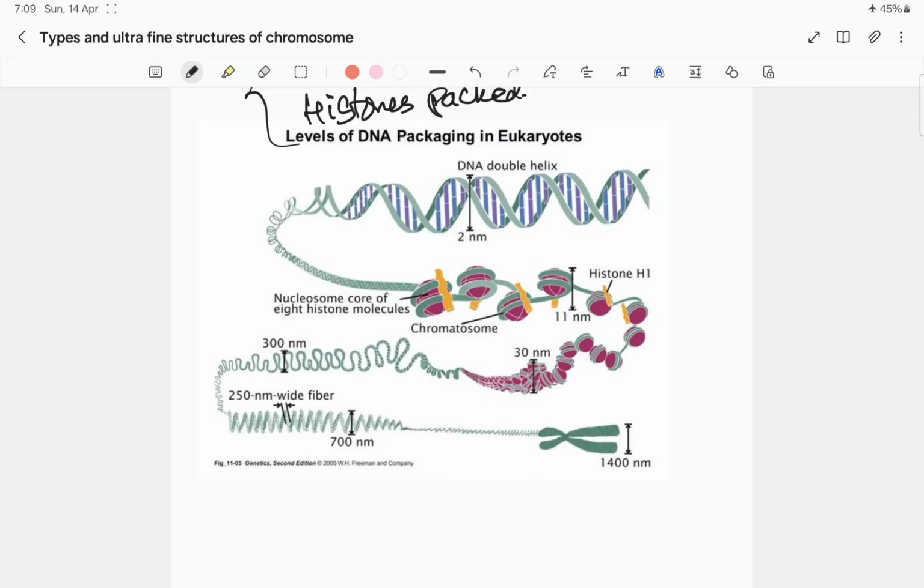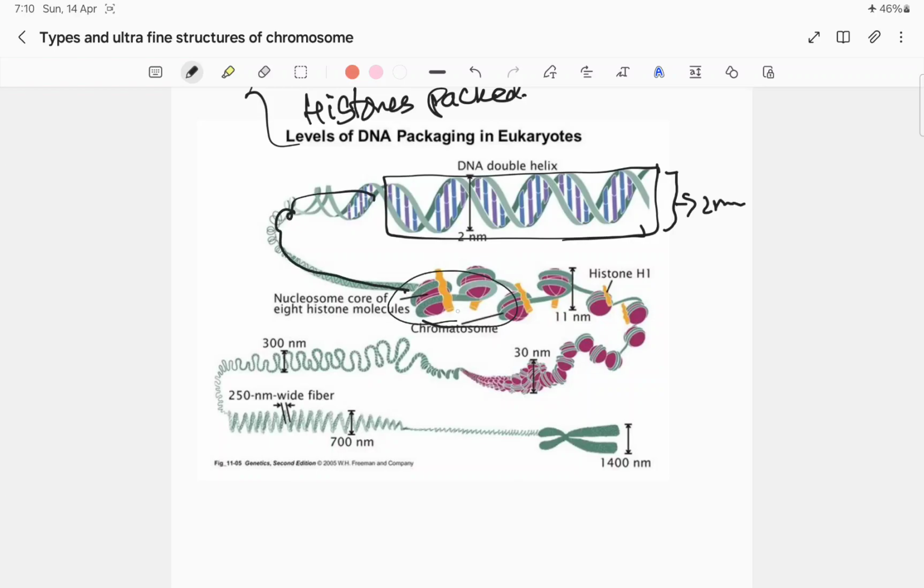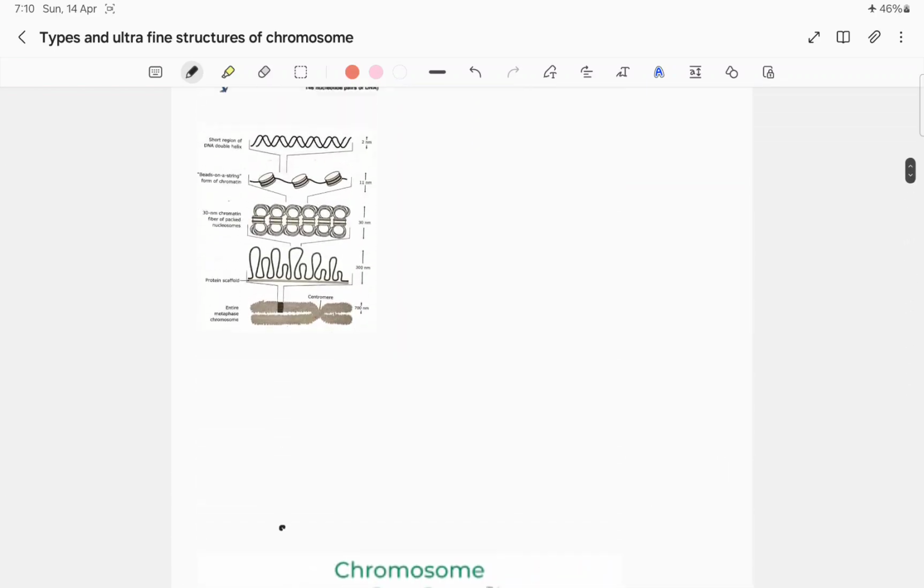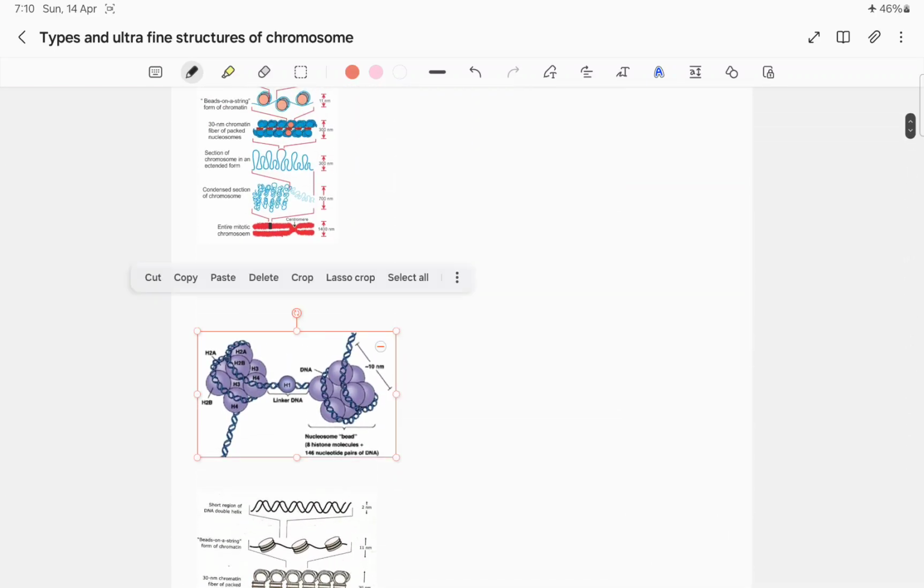Let's understand this. See, this is the DNA double helix, right? The size of this will be 2 nanometers, and it will shrink and form the nucleosome. Okay, now let's understand how this nucleosome will be.